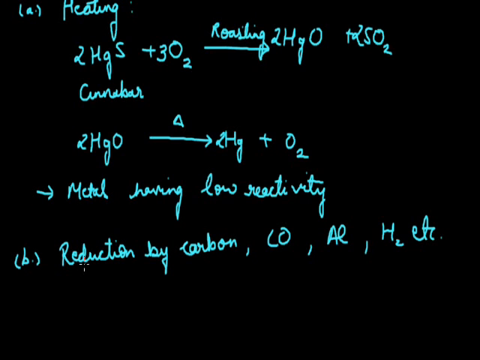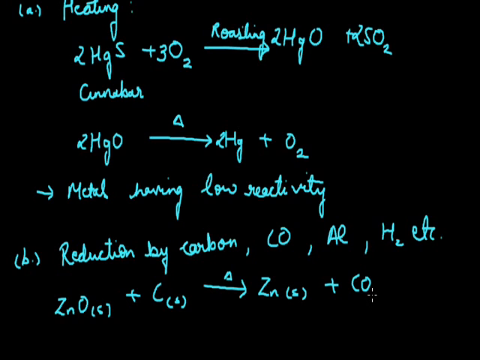So the metal oxides are converted into metal and there is liberation of carbon monoxide when carbon reacts with the metal oxide. Here we'll take an example. For example, ZnO will react with carbon. Here carbon acts as a reducing agent and it will form Zn, that is the metal, and liberate carbon monoxide. So here we can say this carbon is acting as a reducing agent.